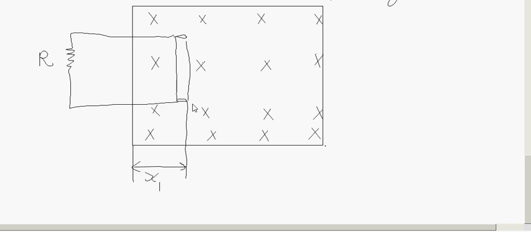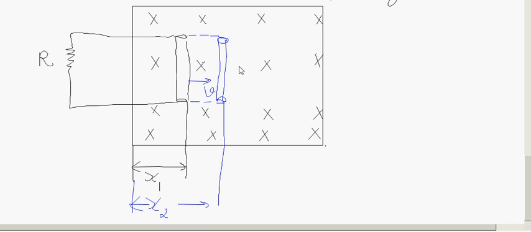Now after some time, let the rod move to some other position because we are moving the rod in this direction. So this is x2. Now when the rod is moved, the position of R will also change. Now this is the new position of R. So let x1 and x2 be the lengths of horizontal arms of the circuit at t1 and t2 respectively. Now let us calculate the area of this loop inside the magnetic field at t1 and t2.